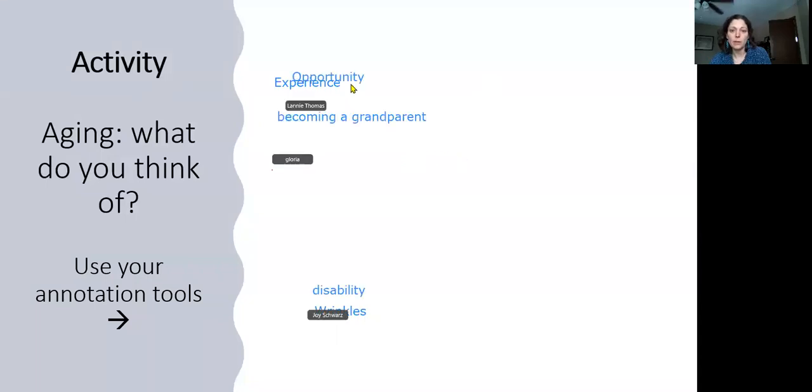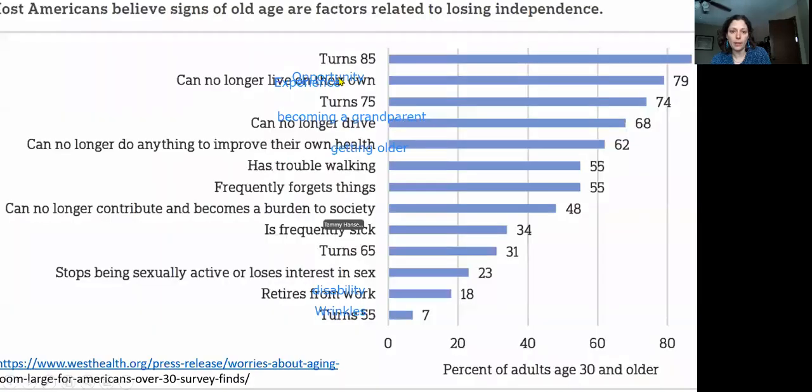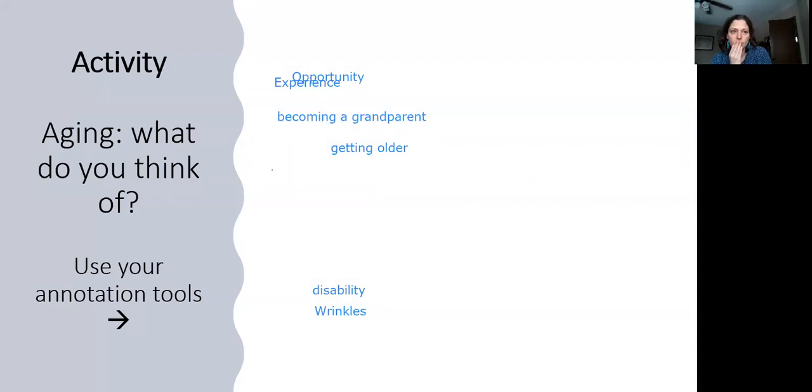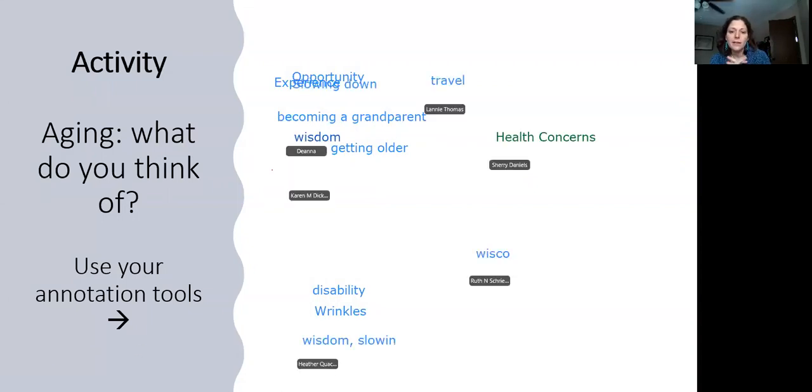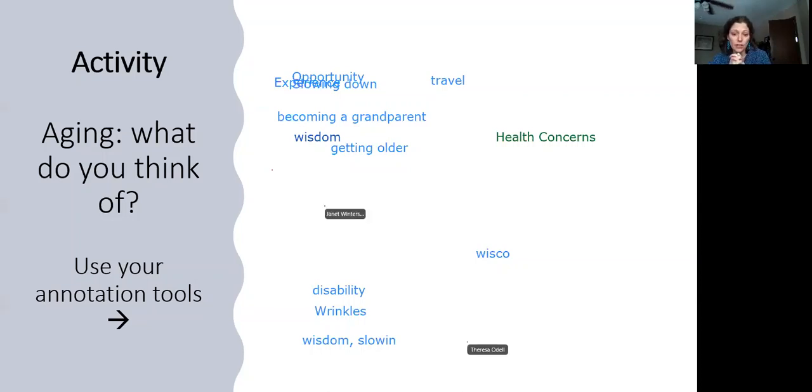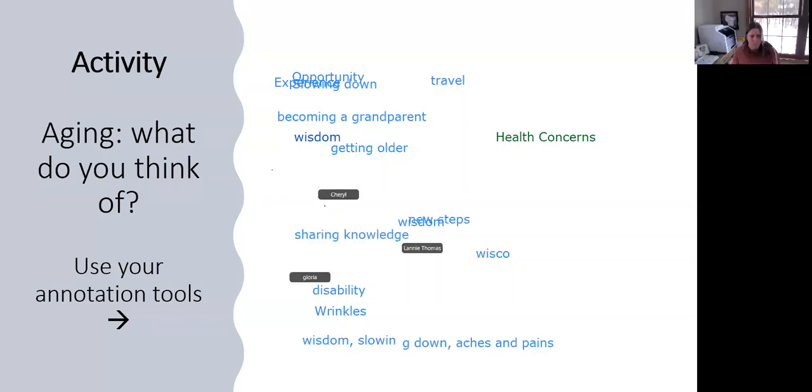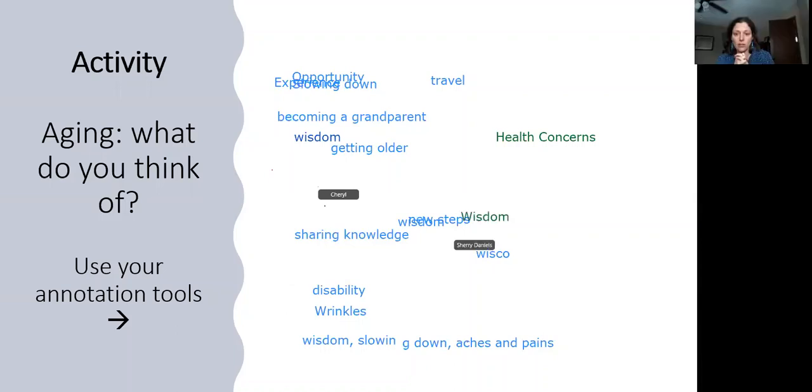Okay, I'm seeing some words come in. I'm going to move stuff around a little bit so they're not overlapping. If I can do that. Oops, sorry. Okay, I'm seeing opportunity and experience, becoming a grandparent, wisdom, getting older, disability, wrinkles, slowing down, aches and pains, me too, health conditions, travel, sharing knowledge.